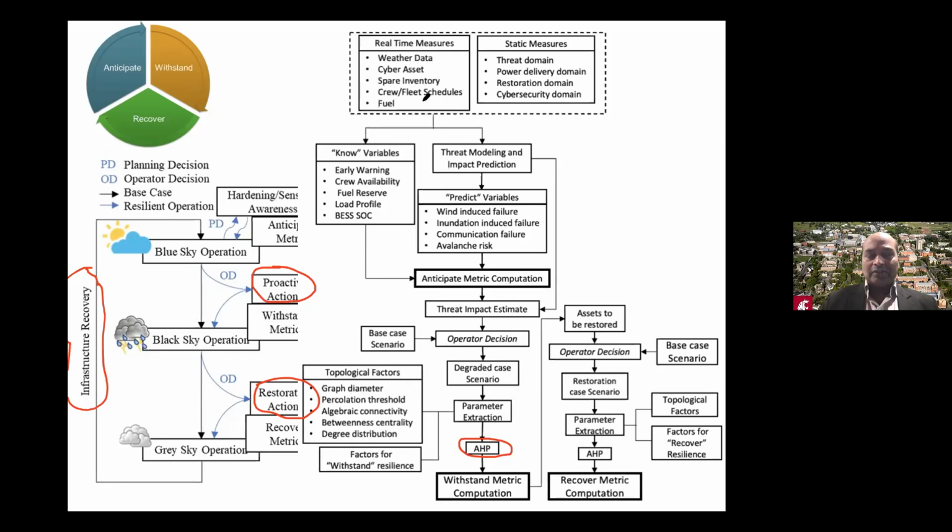Now, all these factors, if they're not available, it's not that the metric will not work. It's just that the metric will not represent that specific factor, which should be totally fine, because these are not being used to compare two different utilities. These are being used to compare two different operating scenarios of the same utility, so that they can know what to do to improve their resiliency.